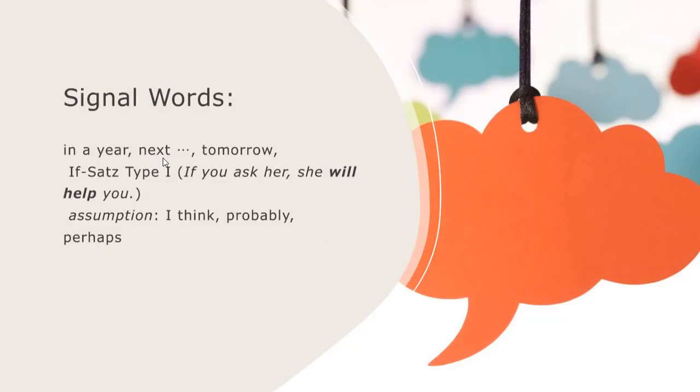conditional, type 1. If you ask her, she will help you. Okay, she will help you. This one, will help, right? And then assumption: I think, probably, perhaps, all right. If you assume something, you use these words like think, probably, or perhaps. Right? Okay, the language you understand.